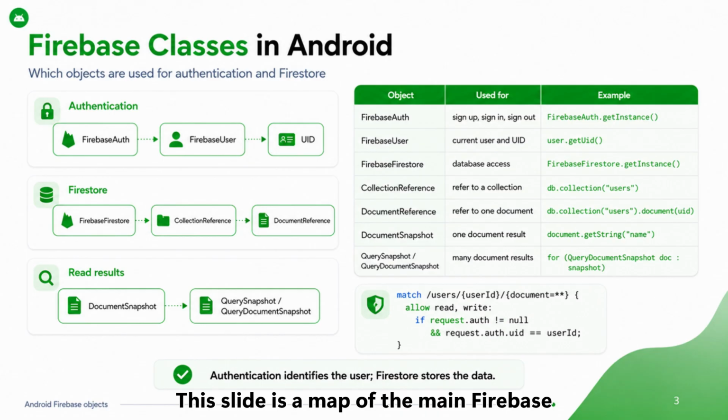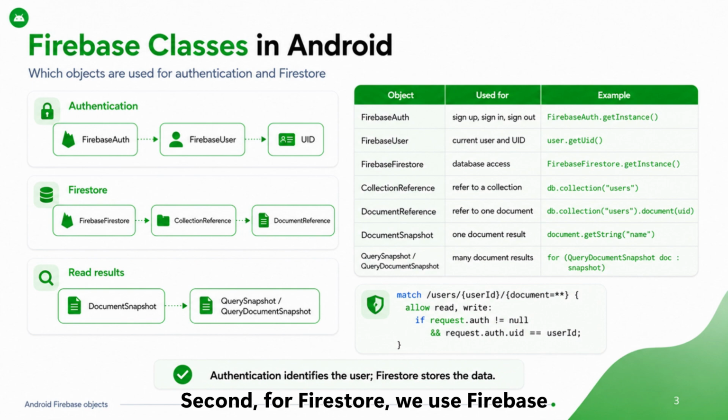This slide is a map of the main Firebase classes we will use in Android. We can group them into a few categories. First, for authentication, we use FirebaseAuth and FirebaseUser. FirebaseAuth is the object we use to sign up, sign in, sign out, and check the current user. Once a user is signed in, FirebaseUser represents that signed-in user. From that object, we can get the user's UID.